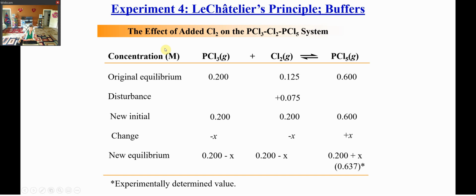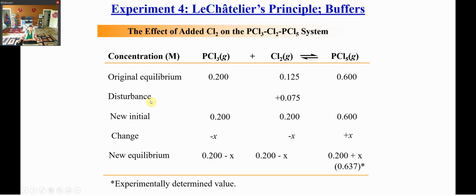So here is the example. You have your initial concentration, you have a disturbance, you have the new initial, you have the change, and you have the new equilibrium. The equilibrium constant K will be a constant value. Initially, you add 0.2 PCl3 gas and 0.125 Cl2 gas together to produce PCl5, which is 0.06 mole per liter.